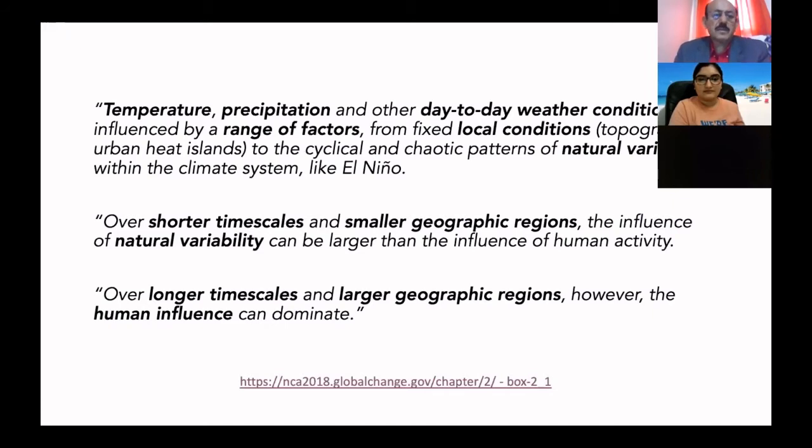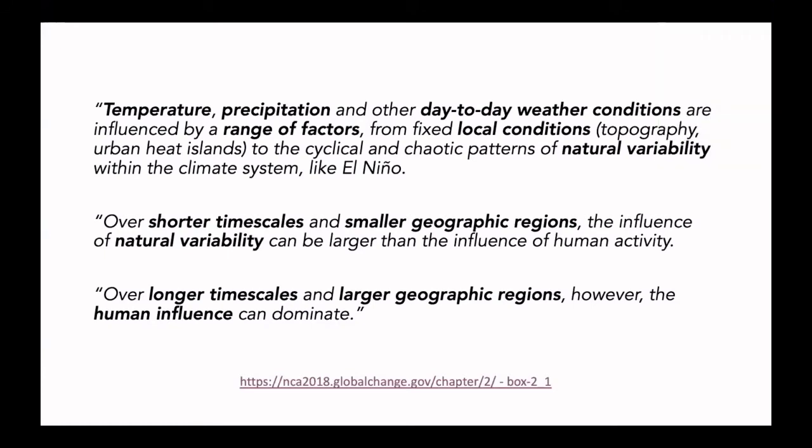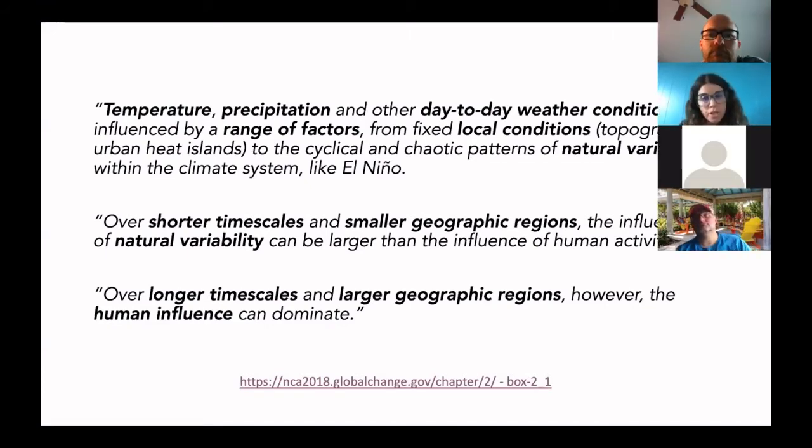Okay, here is some language that comes from the National Climate Assessment. I'm just going to read this out loud to you, although I know you're perfectly capable of reading yourselves. Temperature, precipitation, and other day-to-day weather conditions are influenced by a range of factors, from fixed local conditions, things like topography, whether you're in an urban or a rural environment, to cyclical and chaotic patterns of natural variability within the climate system, things like El Nino, which you might have heard of. Over short time scales and smaller geographic regions, the influence of natural variability can be larger than the influence of human activity. But when we think over longer time scales and over larger geographic regions, the human influence can dominate.